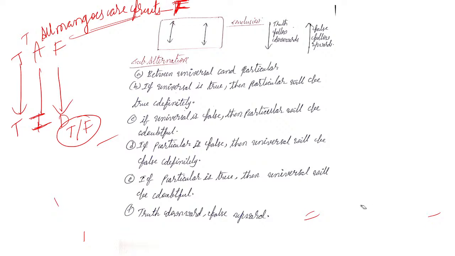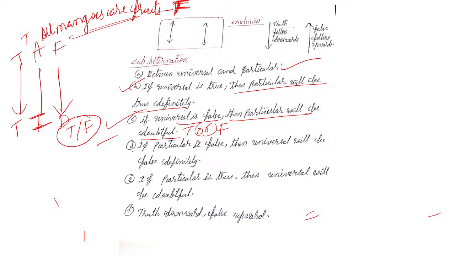Next, here between universal and particular, these two. If universal is true, then the particular will be true definitely. If universal is false, then the particular will be doubtful, that means true or false. I told you now, if all mangoes are fruits is false, maybe some mangoes are fruits is true, maybe false.